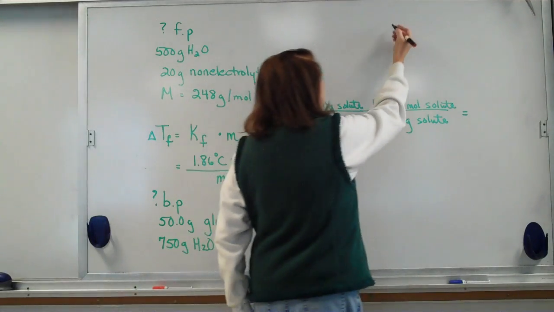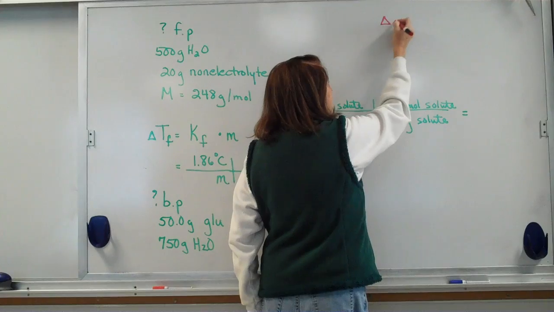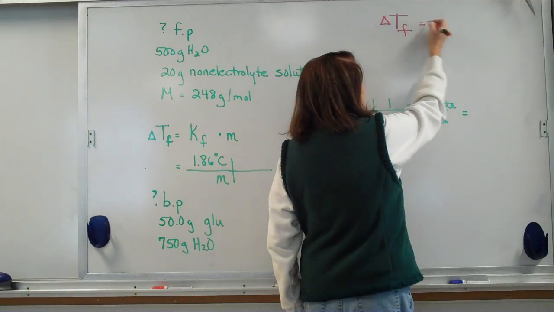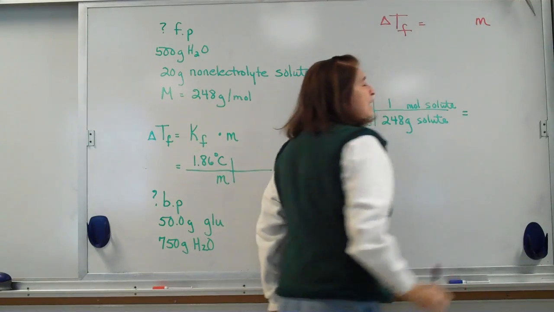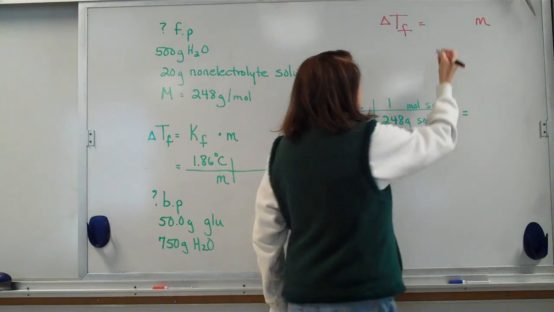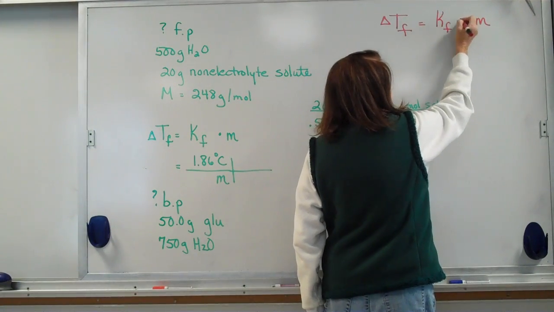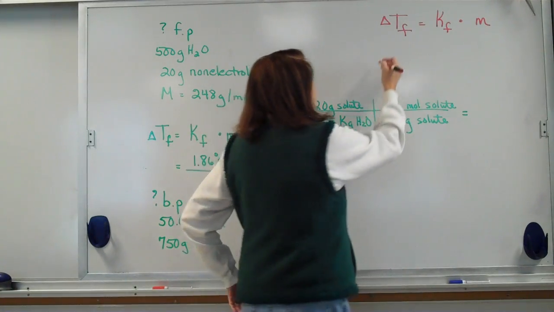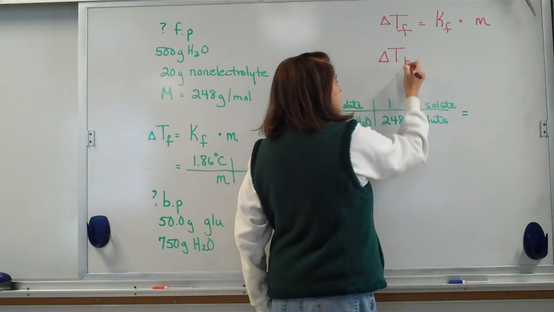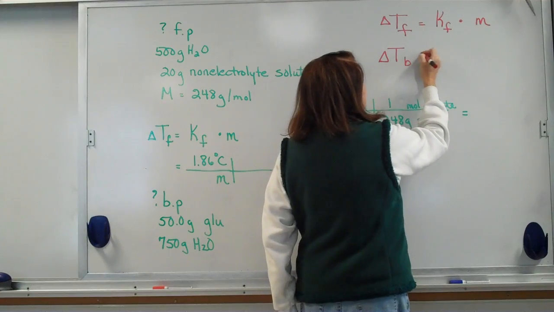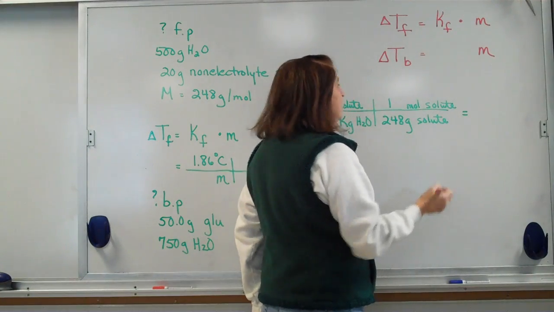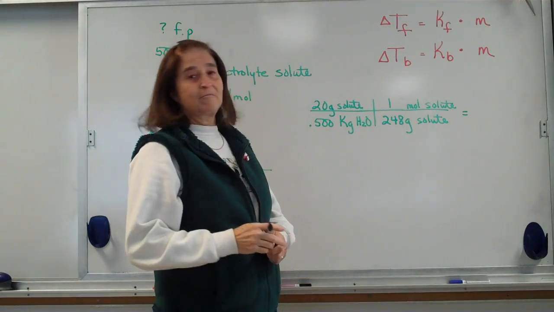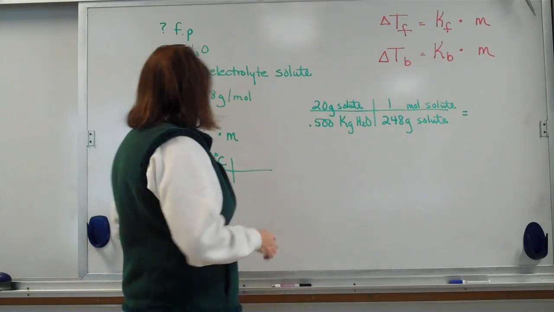And our equations are going to be that the change in the temperature when water freezes is going to be related to the molality, the concentration, times the molal freezing point constant. That's going to be our equation for freezing point changes, and the change in the temperature at which a solution will boil is going to be related through the molality by the Kb, the molal boiling point constant. Let's look at two quick problems.